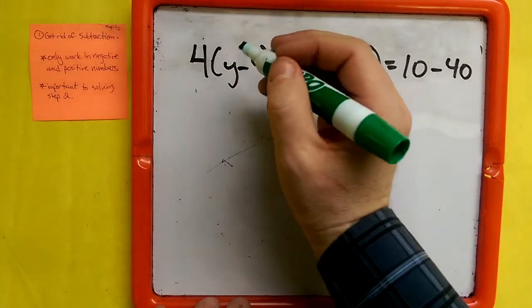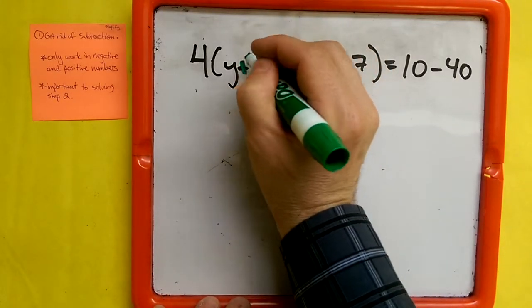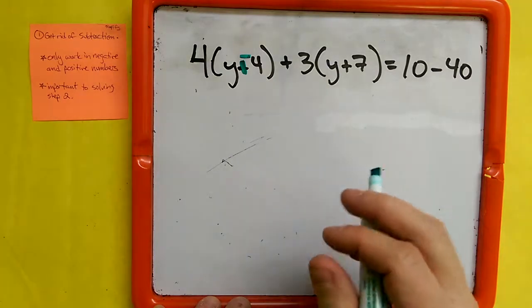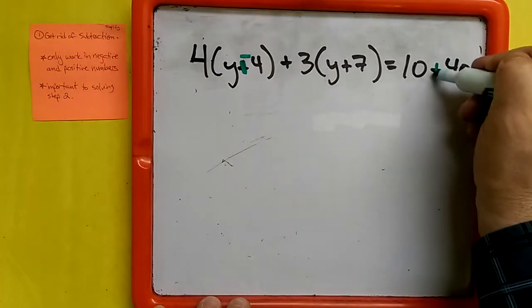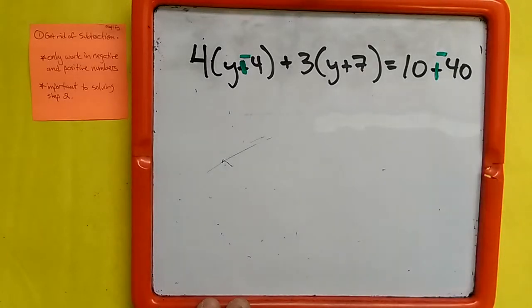So looking at my question here, I don't want this negative, so I'm going to cross that out and make my 4 a negative there, or at least the subtraction. And I have subtraction here, I'm going to cross that out and make my 40 a negative. And so now all we're working in is the negatives and positives. We've gotten rid of all of the subtraction.